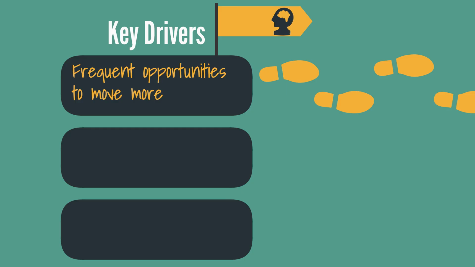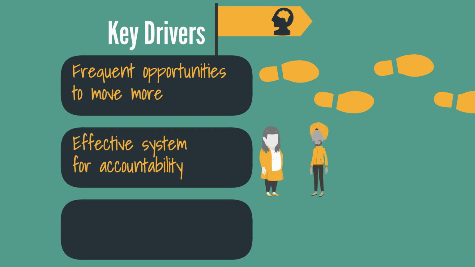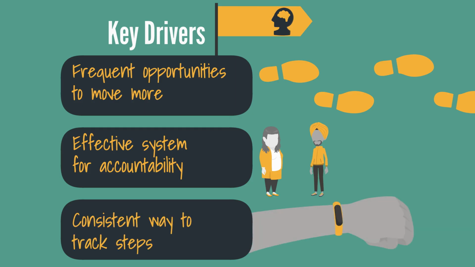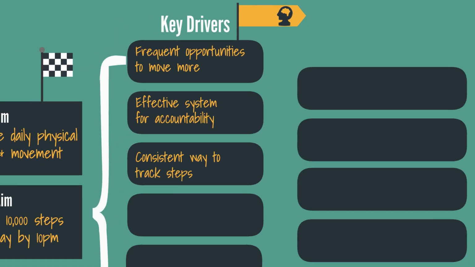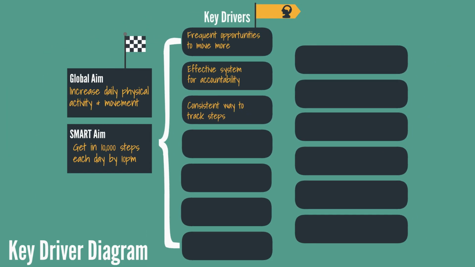Another hypothesis would be that having an effective system for accountability will help us better achieve our goal. A final key driver might be that we will need a consistent way to track steps. Write as many key drivers as you can think of that will lead to your goal. On the far right, you will write interventions. Interventions are ways to put your key drivers into action.